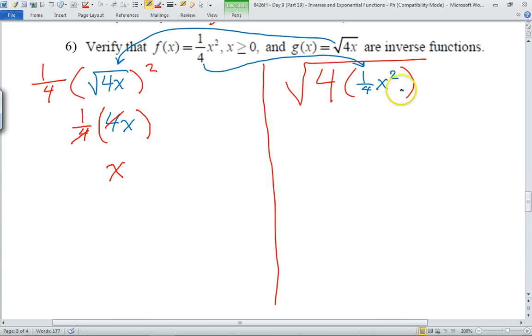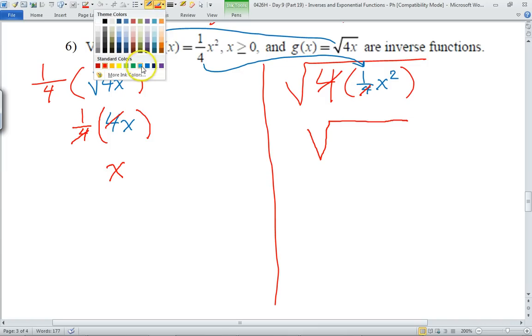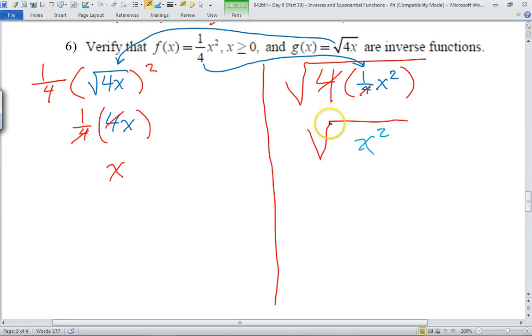Now order of operations. Am I going to do the square root and cancel out with this 2? No, we got all this other stuff in the way first. First I'm going to go ahead and do the inside part. I'm going to multiply 4 times 1/4. So in this case, these are going to cancel out first. So that's going to leave me with my square root, and it's going to leave me with my x squared in there. But of course, the radical and the exponent cancel each other out, and again I'm left with x. This proves that the two functions are in fact inverses.